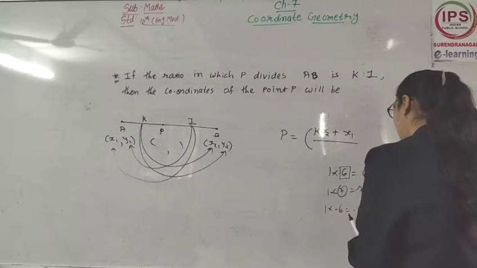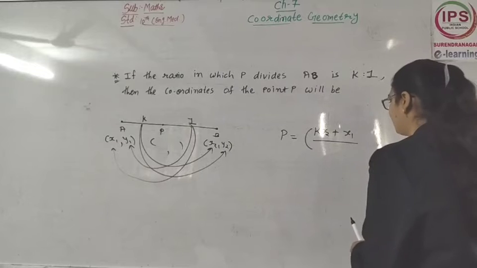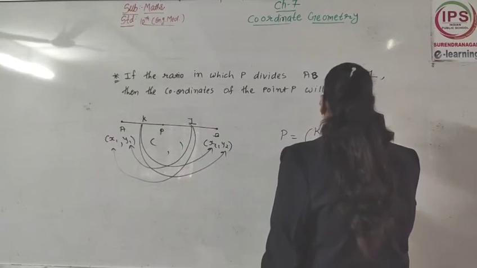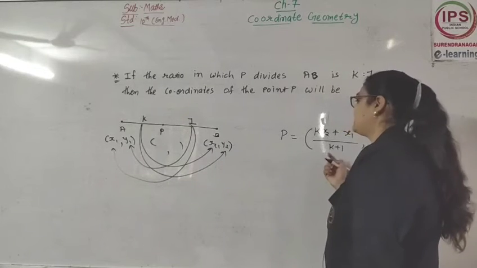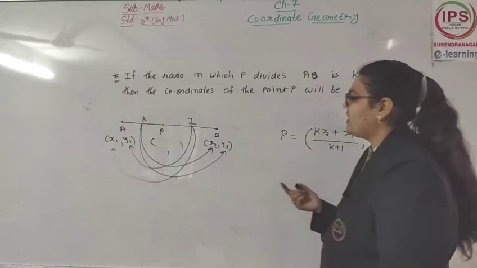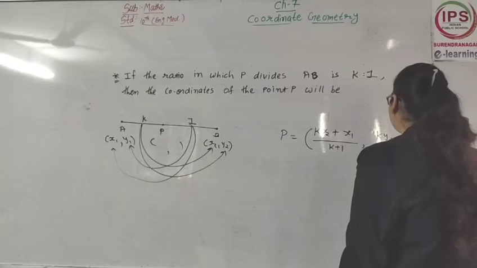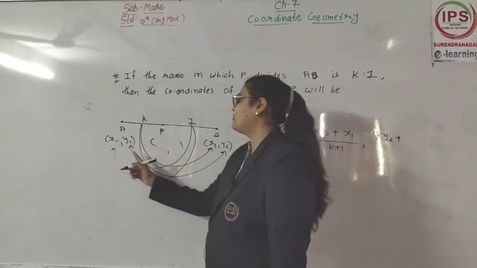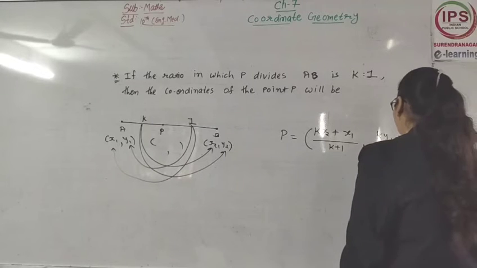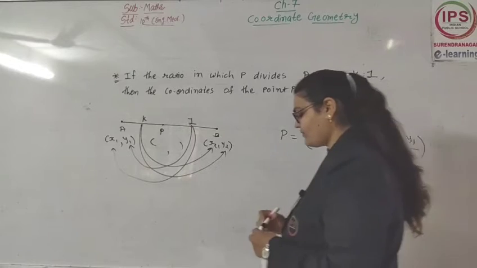So this is the process. Therefore, k x2 plus x1 into 1 is x1, upon k plus 1, comma, this is for the x coordinate. Now we are going to write for the y coordinate: k into y2, it means k y2, plus 1 into y1, so we write y1, upon k plus 1. So this is the coordinates of P.